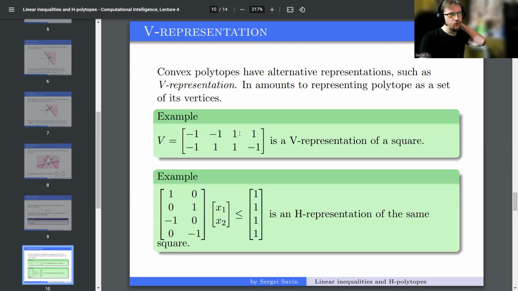H representation is not everything there is. You can also do it with V representation. What is V representation? That is vertex representation, where instead of enumerating the inequalities of the half spaces that you cut off, you just list all the vertices. For example, this one represents a square. What do you mean by that?